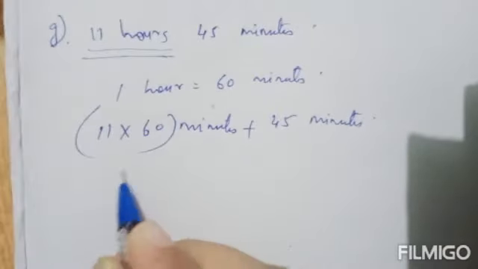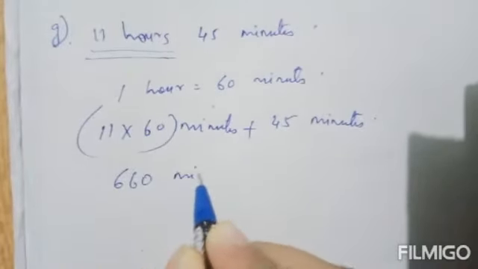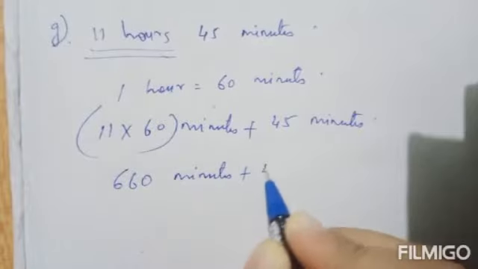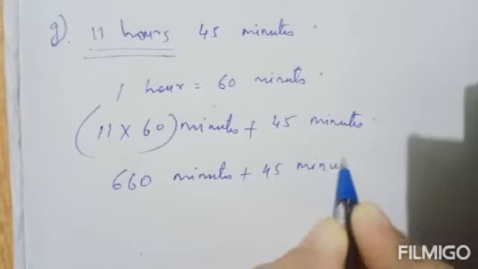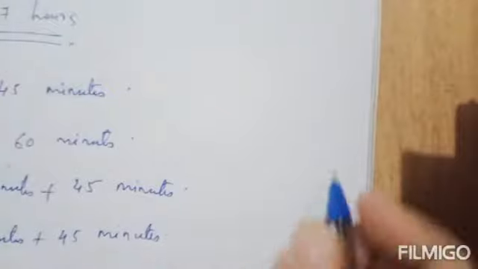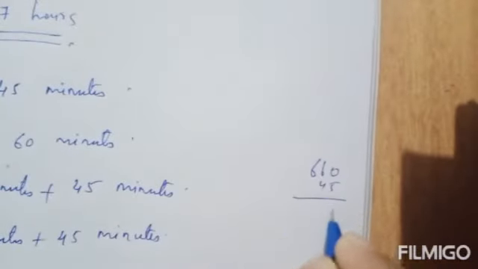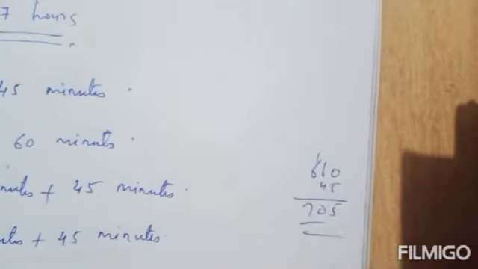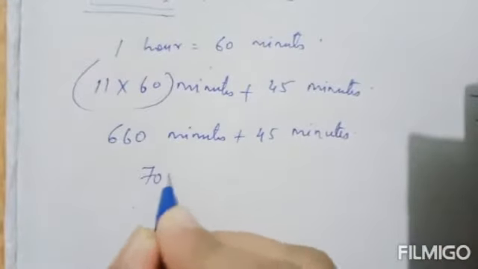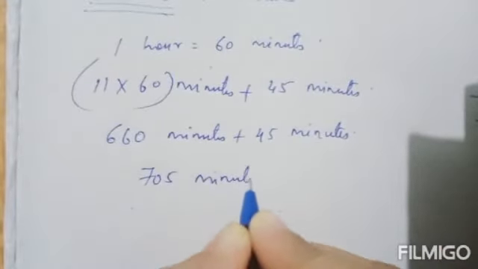Now 11 into 60, it is 660 minutes plus 45 minutes. 660 plus 45. On adding, you will get 705. Okay, so 705 minutes.